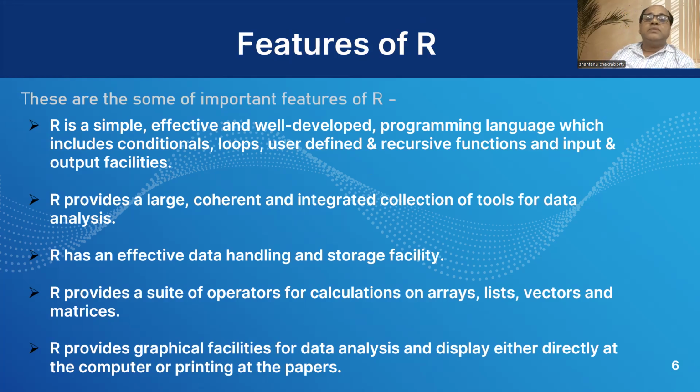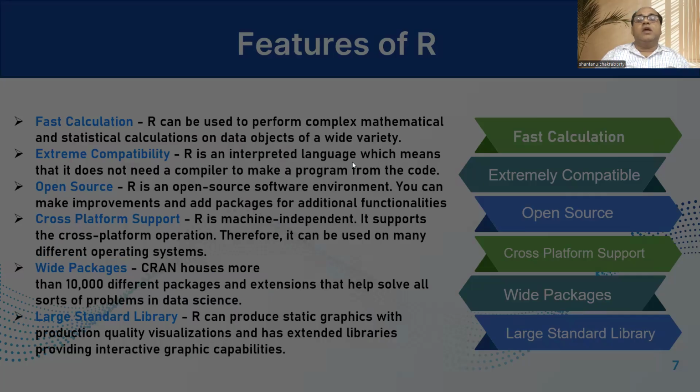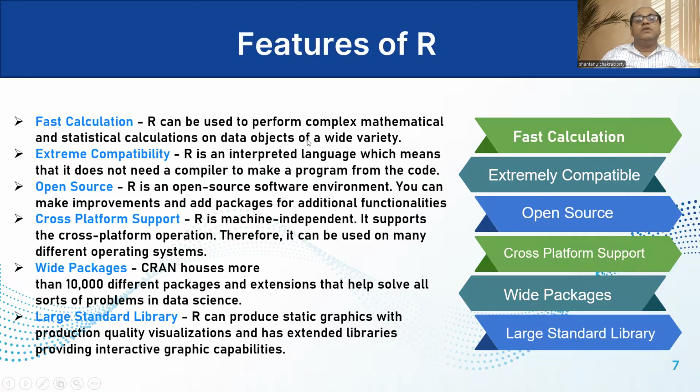So these are some of the features of R programming that make it very useful. R provides graphical facilities for data analysis and display, directly on the computer or by printing on paper. So this is one of the very important applications of the R programming language. Now, what are the various uses or features of R that make it very useful in the data science domain or in any particular programming domain?